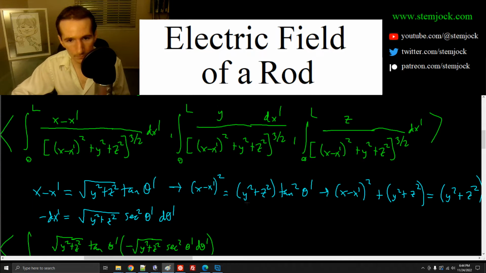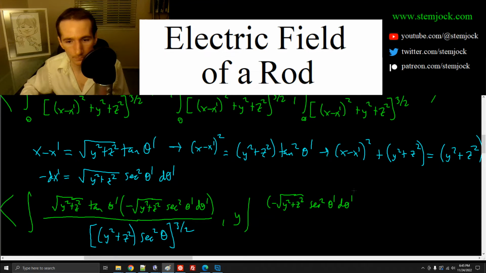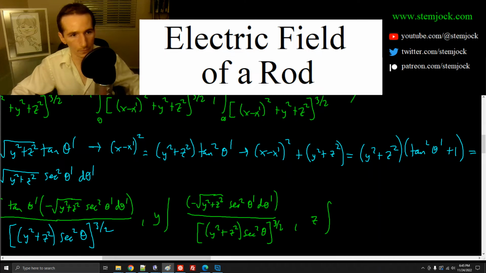And the second and third components are going to be similar. Again, I'm going to bring the y out in front, so that this is the integral of negative square root y squared plus z squared secant squared theta prime d theta prime over y squared plus z squared secant squared theta to the 3/2, and z times the integral of the same thing.